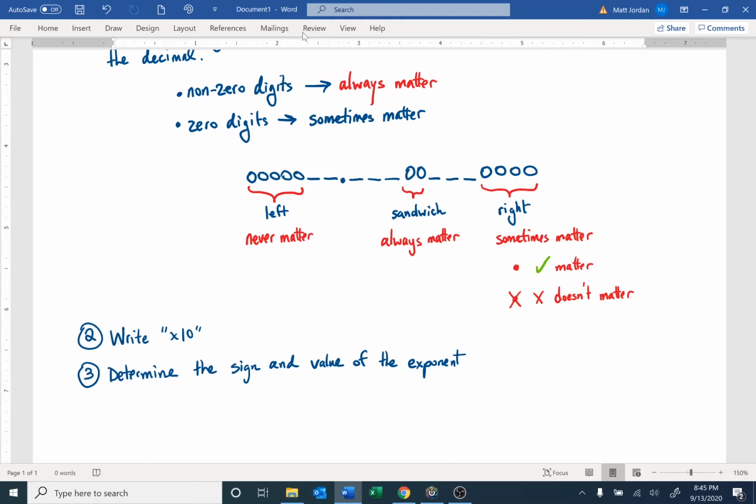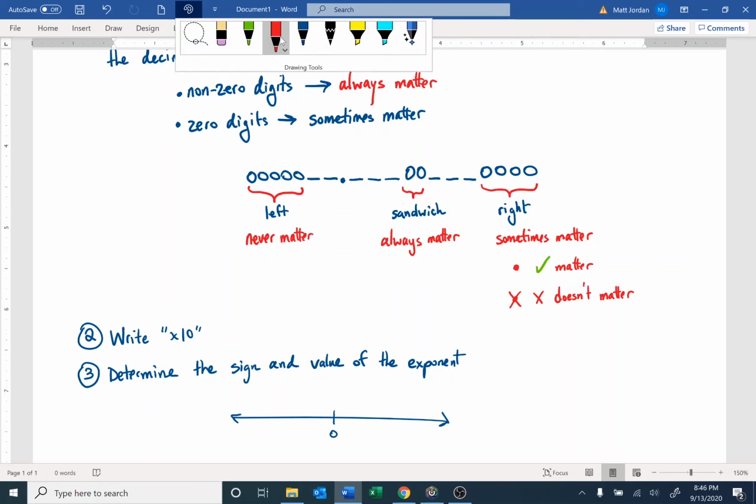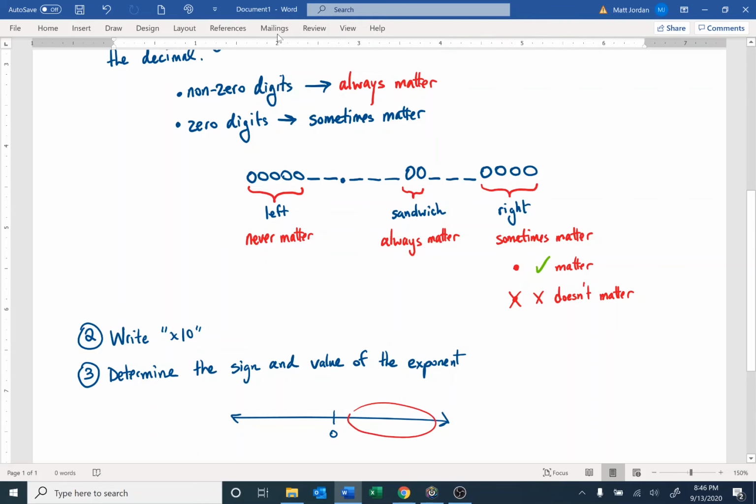Okay, the way that you determine the sign is through a number line. So for example, I'm going to draw a number line here. There's 0. The values on a number line over here are going to be positive in nature, whereas the values over here on a number line are negative values. And so that will help us in determining the sign.